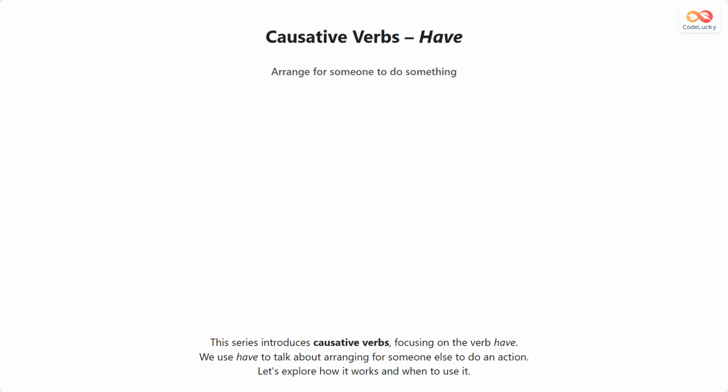Causative verbs show when one person causes another person to do something. The verb have is used to arrange for someone else to do an action. It means you ask or tell someone to do something for you.